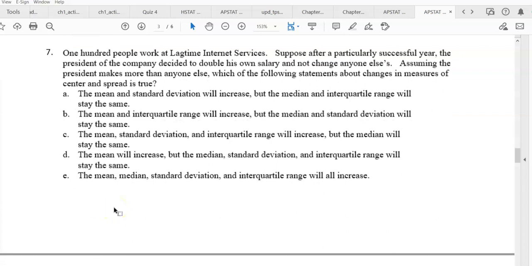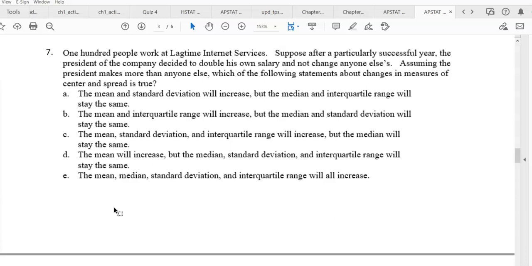Suppose that at a particularly successful year, the president of the company decided to double his own salary and not change anyone else's. Assuming the president makes more than anyone else, which of the following statements about the change in the measure of spread is true?